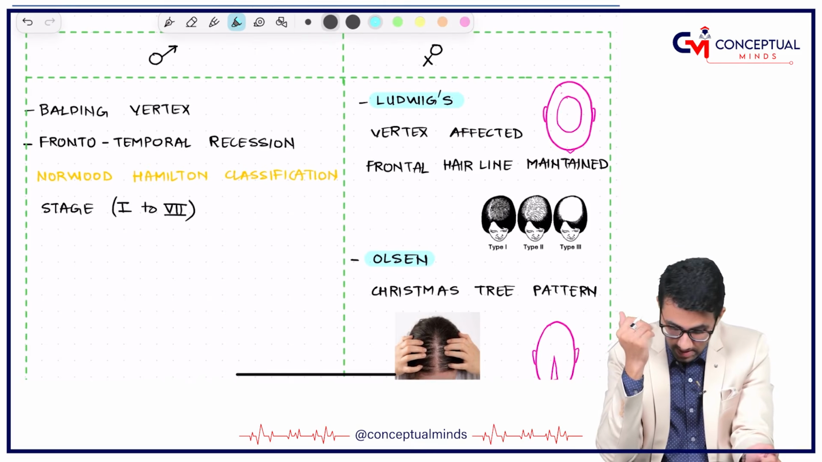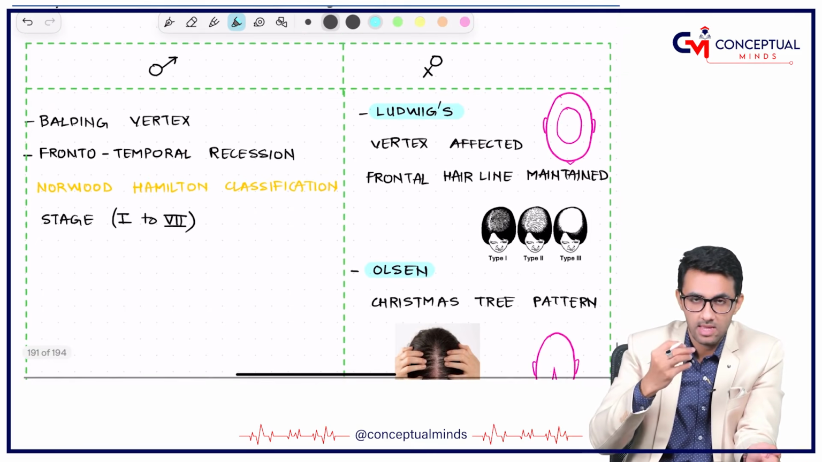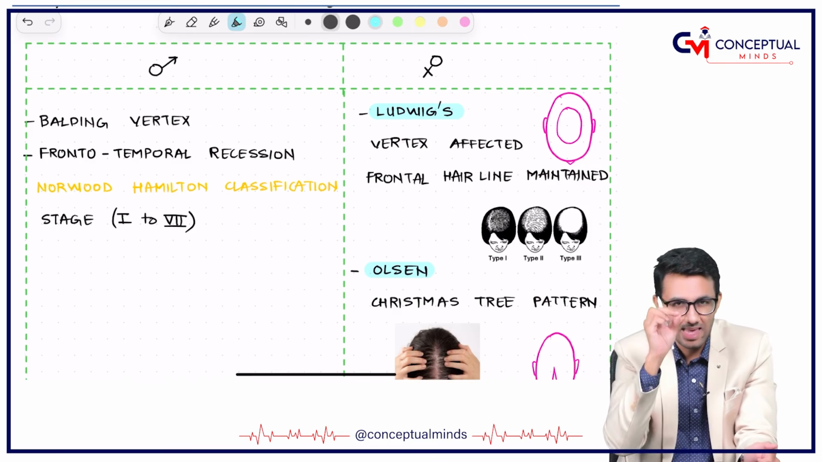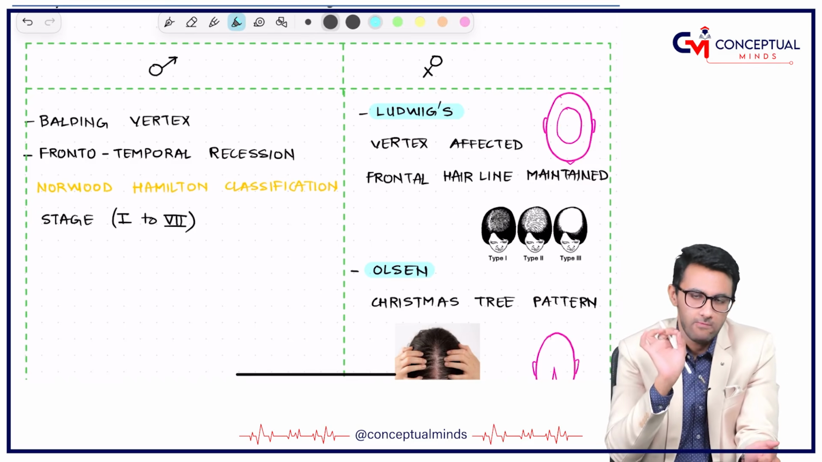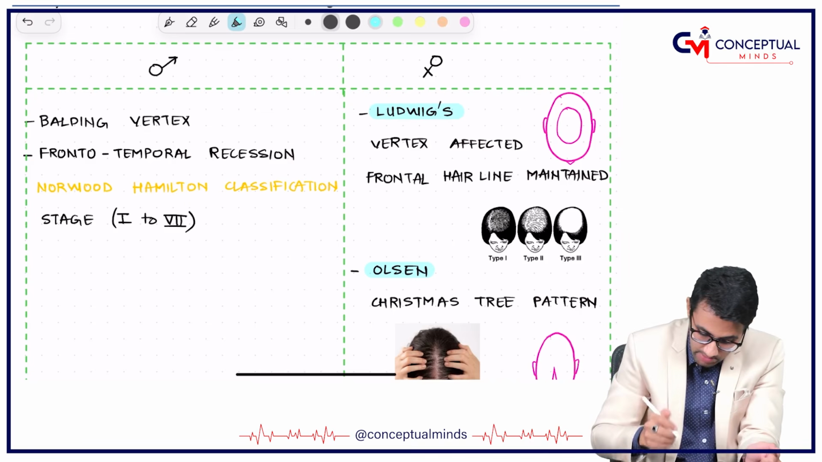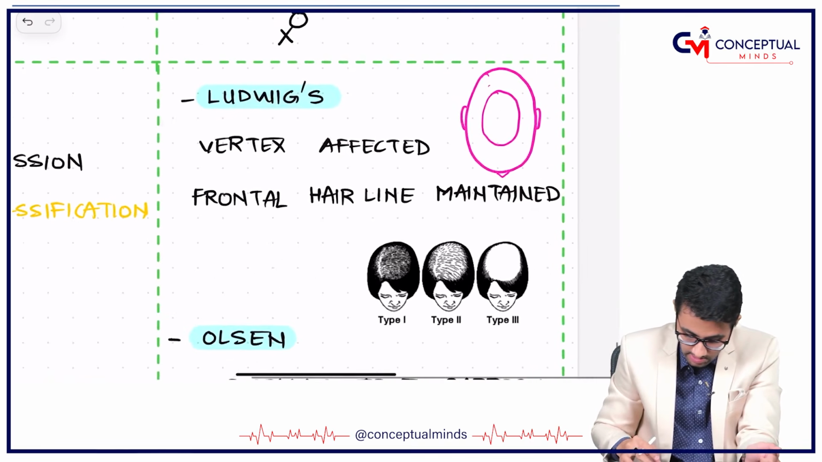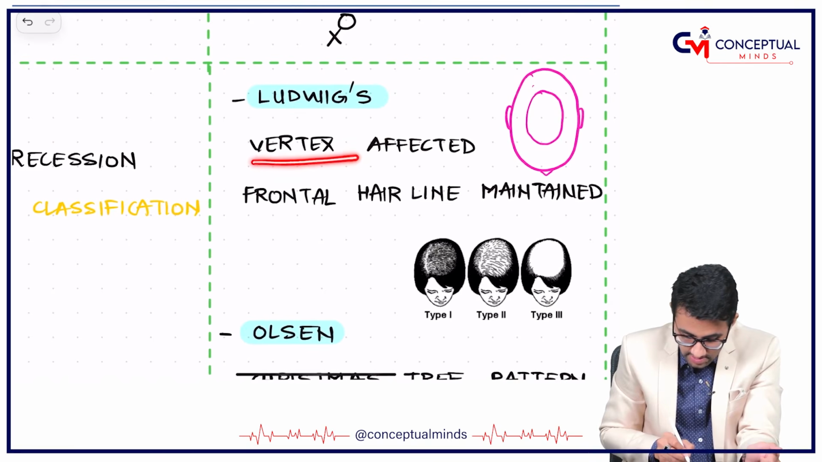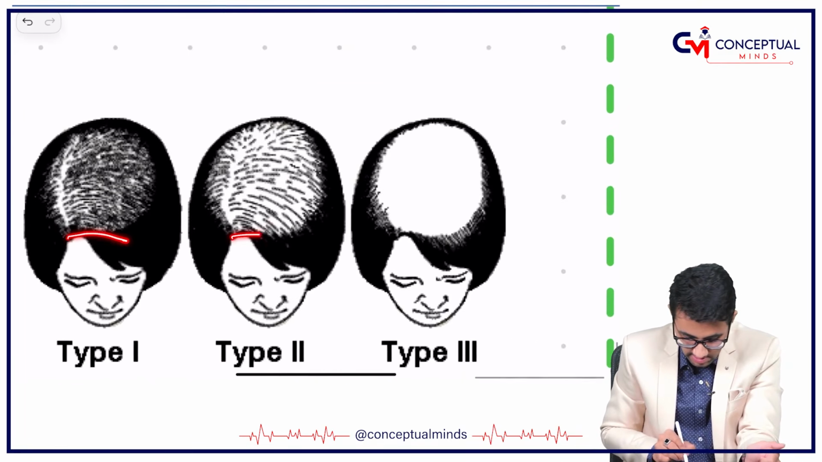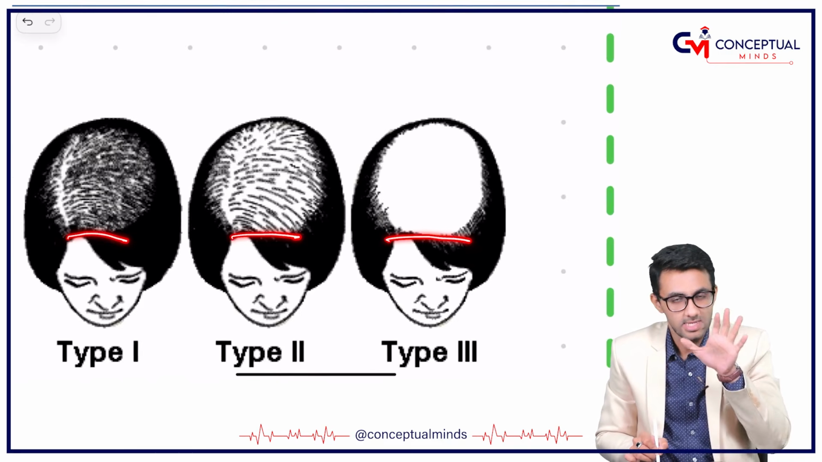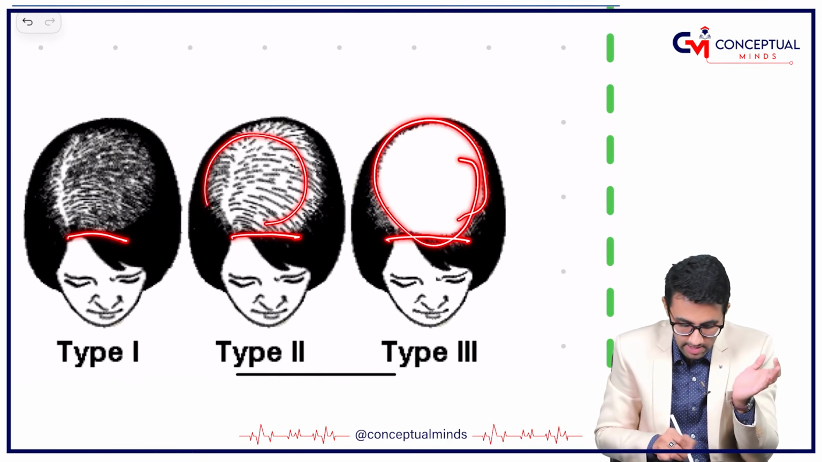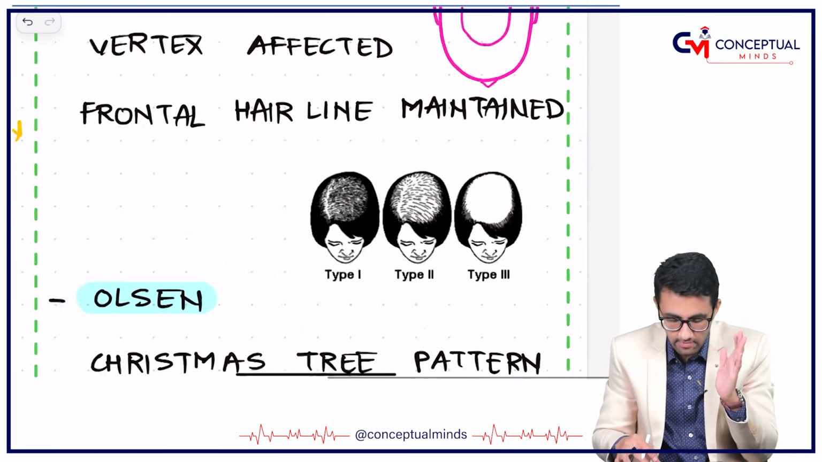So in Ludwig, what's going to happen is the hair fall will just be from the vertex area, and the frontal hairline is preserved. One point you remember about this, so you will never get the question wrong. In Ludwig's, the vertex is affected and the frontal hairline is maintained. Frontal hairline is this, then it is this, then it is this. Is it the same? Yes, but the whole hair fall is happening at the vertex area. Did you get that one point clear?